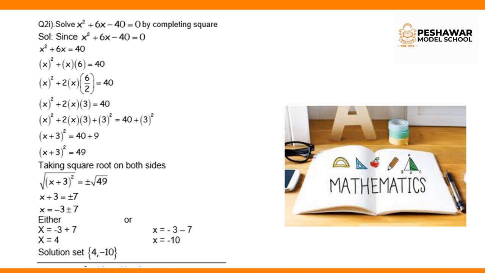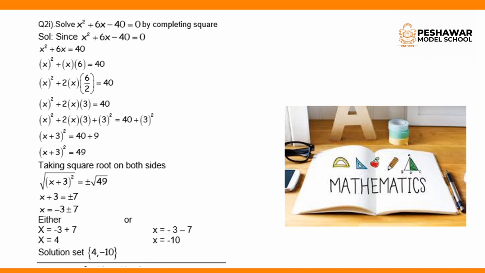So x plus 3 whole square is equals to 49. So taking square root on both sides we will have x plus 3 is equals to plus minus 7. So writing it first with plus 7 and then with minus 7. So x is equals to minus 3 plus 7, which will make it x is equals to 4, and x is equals to minus 3 and minus 7 will make it minus 10. So the solution set will be 4 and minus 10.